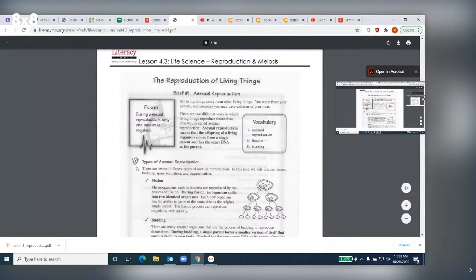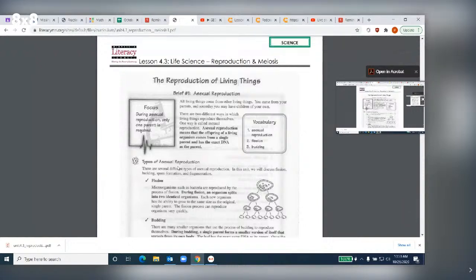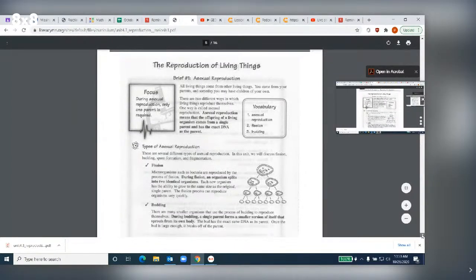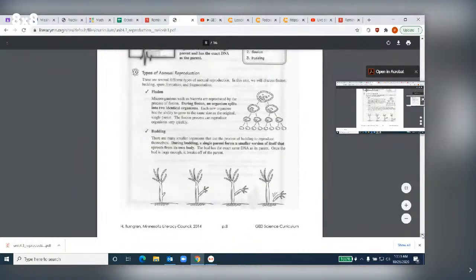Now this is the example. Remember, this is asexual reproduction. In asexual reproduction, only one parent. And this is an example of fission right here. Okay. Second one is budding.